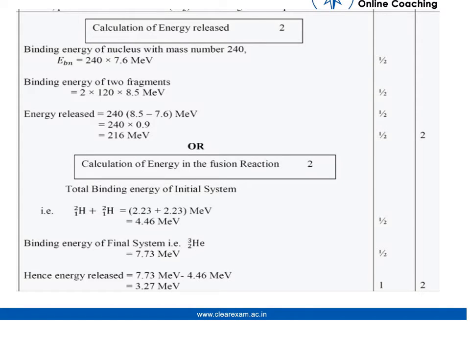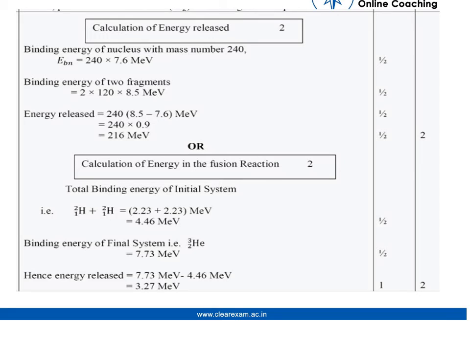So the first question will be solved by the equation: the binding energy E_BN is equal to 240 into 7.6 MeV. So this is the binding energy of the nucleus with mass number 240. Then the binding energy of the two fragments would be 2 into 120 into 8.5. The energy released would be 216 MeV.